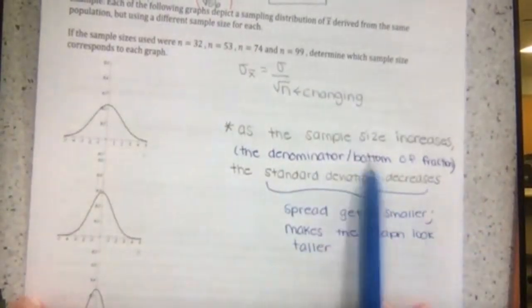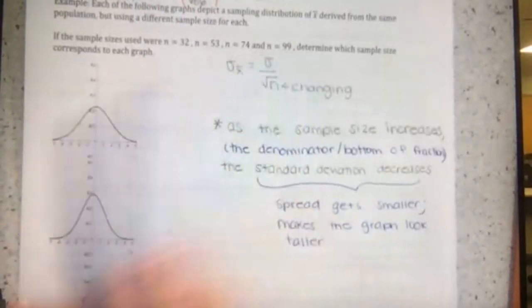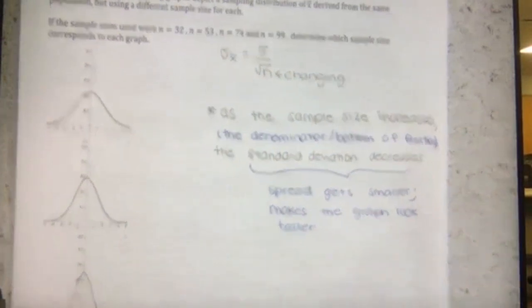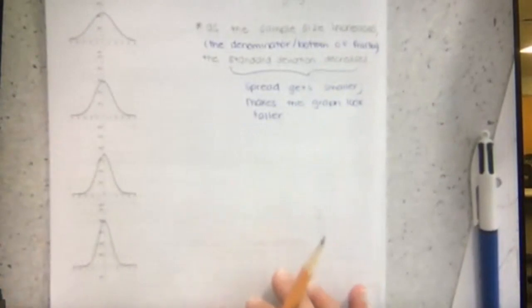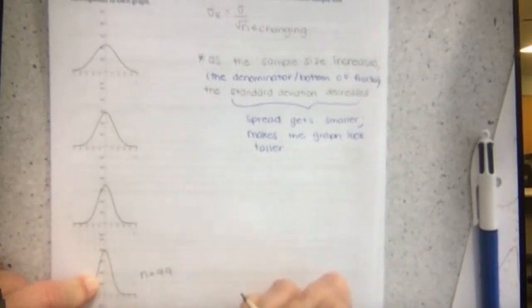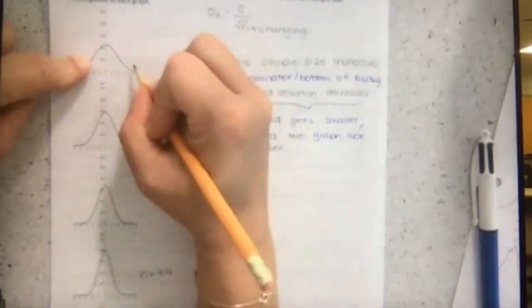So putting this all together, as our sample size increases, so looking from 32 to 53, 74, 99, as the sample size gets bigger, the graph is going to look taller. So looking at these graphs, this is our tallest graph down here at 0.4. So that means it's going to be our biggest sample size. So our biggest sample size is 99. So it's going to be n equals 99. And each time it's increasing. So this is our shortest one. So this shortest graph is going to be our smallest sample size.